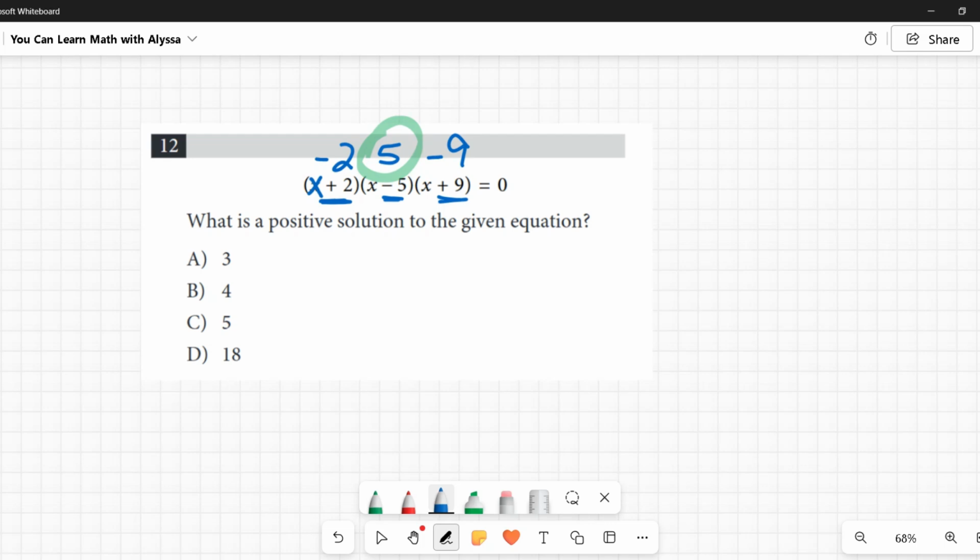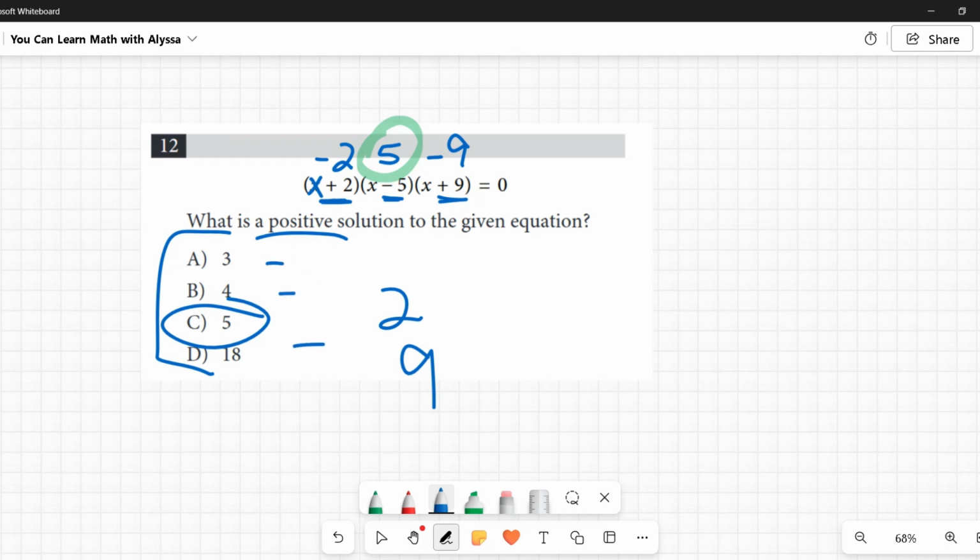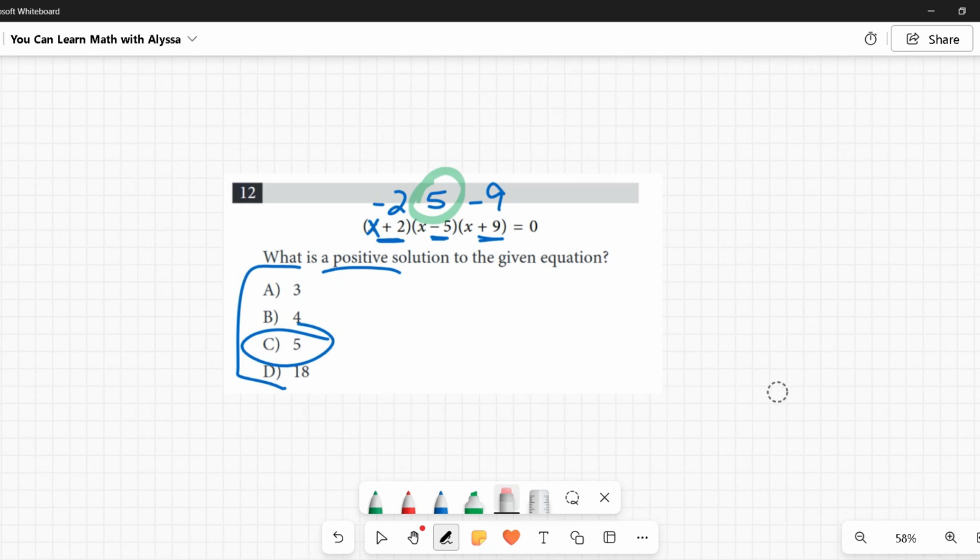So when I look at my options over here, it says what is a positive solution? 5 is the only one. I'm really quite surprised that they didn't put positive 2 or positive 9, trying to throw people off as one of those answer choices, but they didn't. That's unusual. Usually they try to be more tricky than that and try to deceive the students and throw them off the scent. But they didn't this time, and so our answer here, the positive solution, is C, 5.